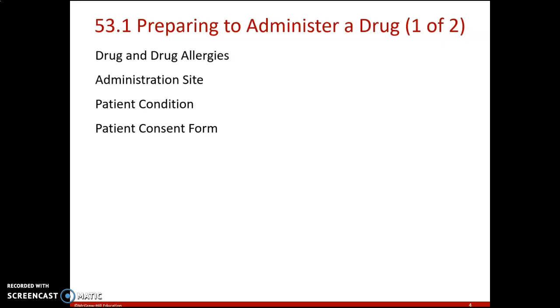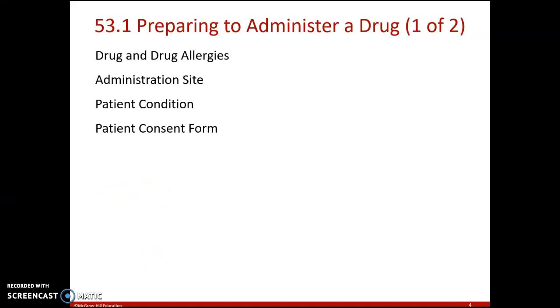To start with, you'll probably interview your patient. You'll get a list of their drug and drug allergies. You'll take note of the condition, and you may even have to get them to sign a consent form, as well as document the site of administration. Drugs and drug allergies includes not only the patient's medication list at home, any over-the-counters, vitamins, supplements they might be taking, and a list of their allergies, which may include things they're not actually allergic to, but more, I guess you could say, sensitive to.